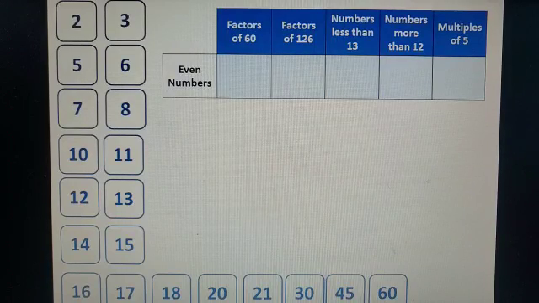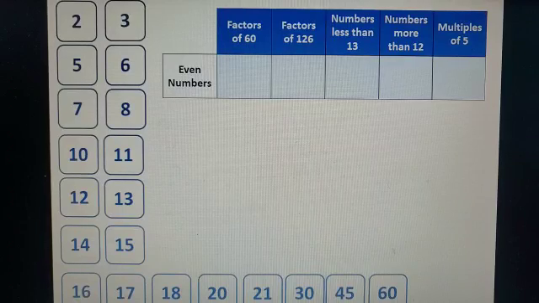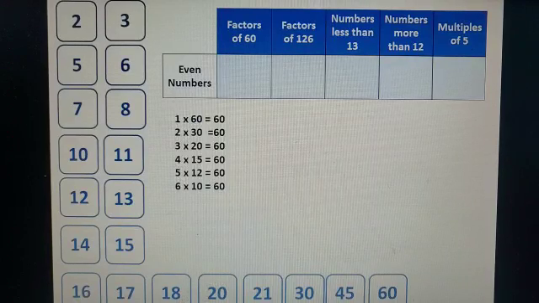So for example, the first box needs to be a factor of 60 and an even number. Now we know factors of 60 are when you multiply 2 numbers together to make 60. Here are all the factors of 60. But I need it to be an even number. So I need to get rid of all the odd numbers.